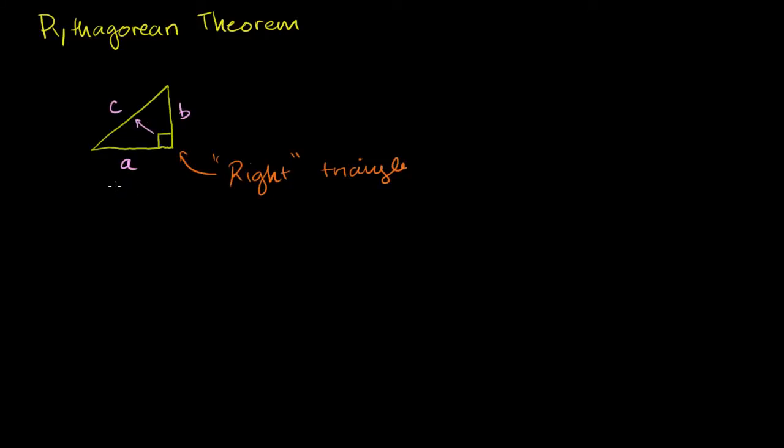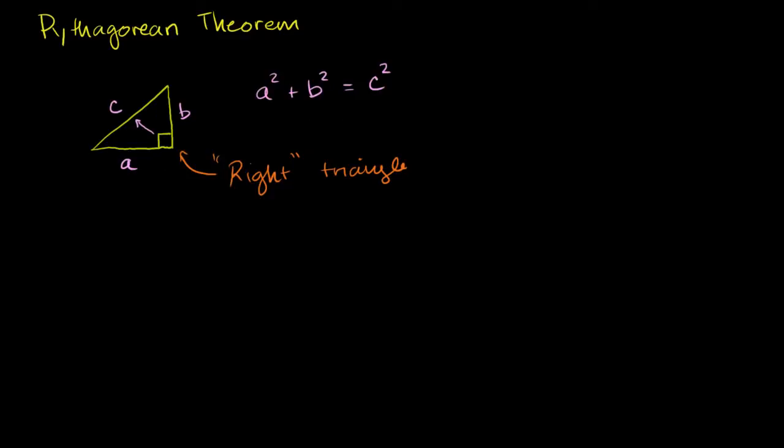The Pythagorean theorem tells us that if and only if this is a right triangle, then a squared plus b squared is going to be equal to c squared. And we can use this information. If we know two of these, we can then use this theorem, this formula, to solve for the third.